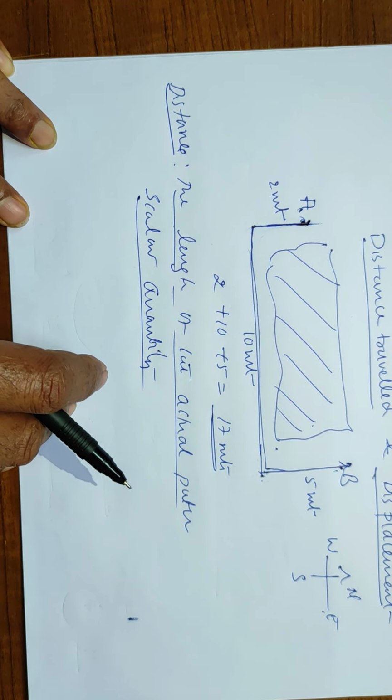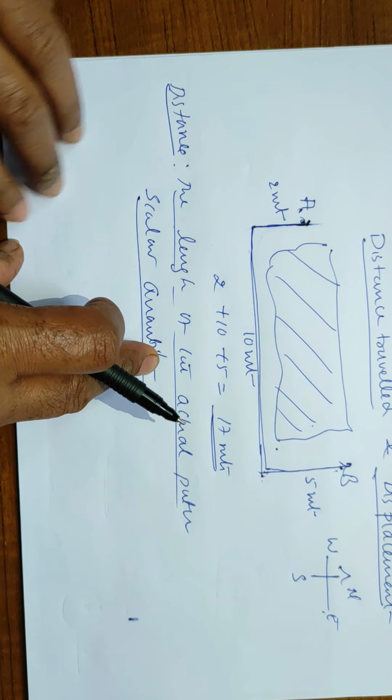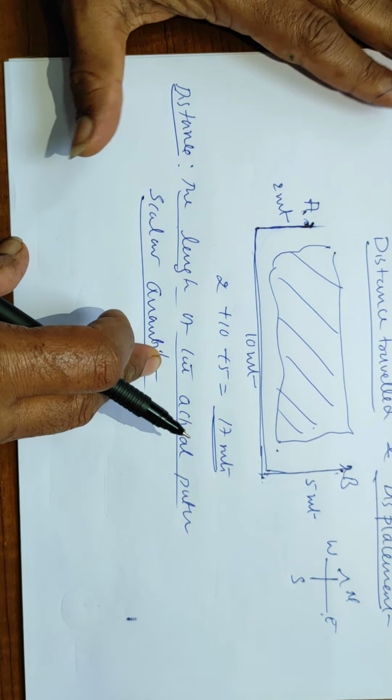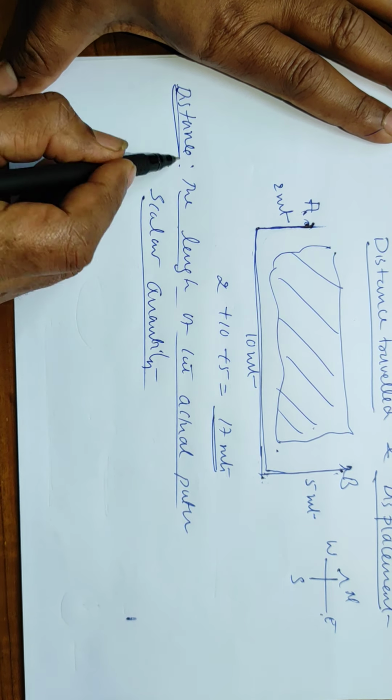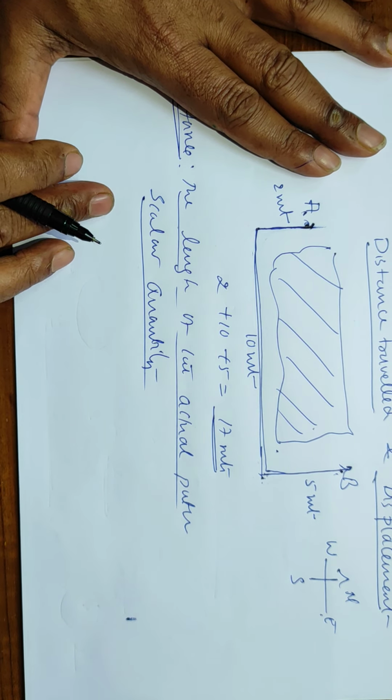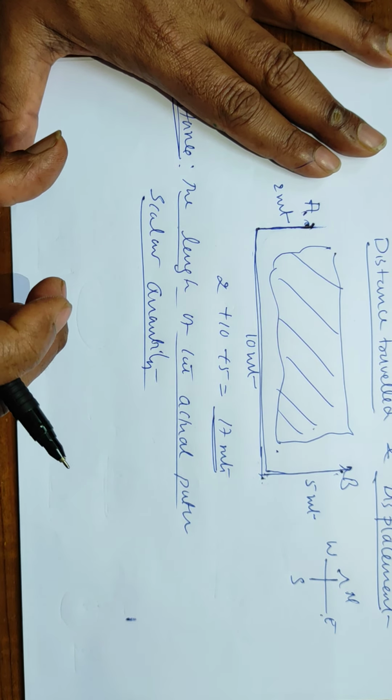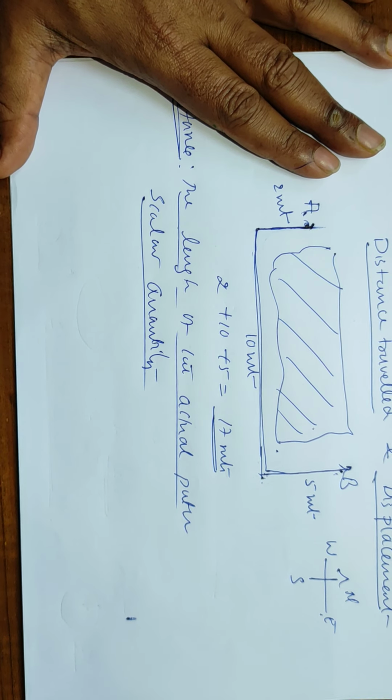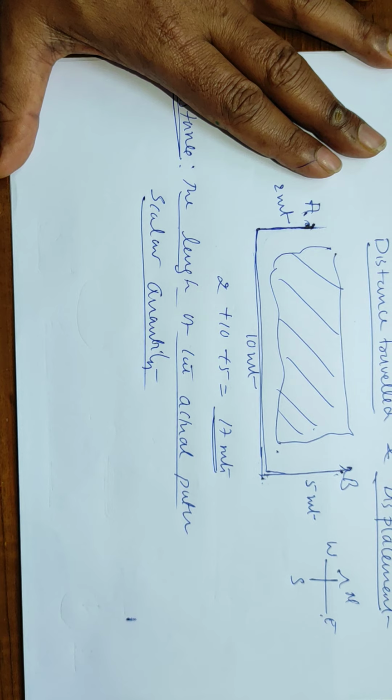You might have seen a device which is in all vehicles, which measures the distance traveled, and that is called odometer. The device which measures the distance traveled is called odometer.